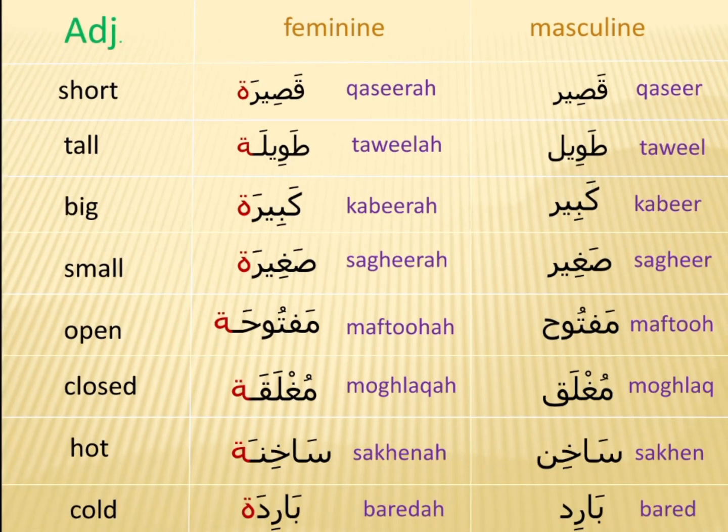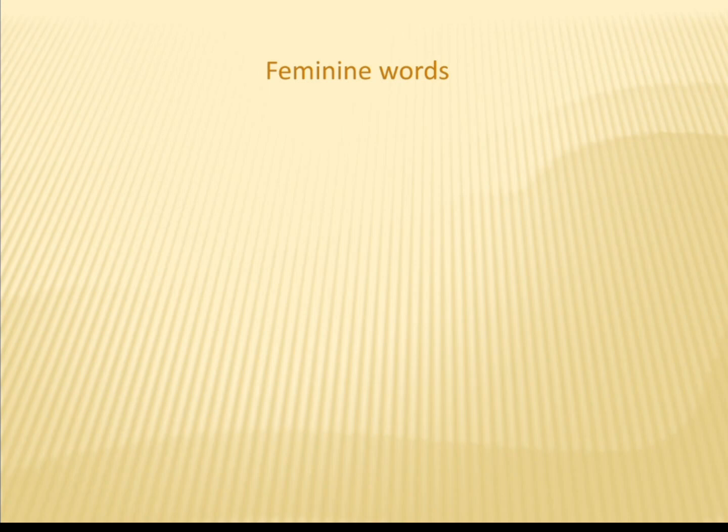Sure, you have noticed that the difference between masculine and feminine form is the letter colored in red, which is called تاء مربوطة, tied تاء. To understand what tied تاء is, we have to look at this. This is تاء مربوطة, and this is also تاء مربوطة.